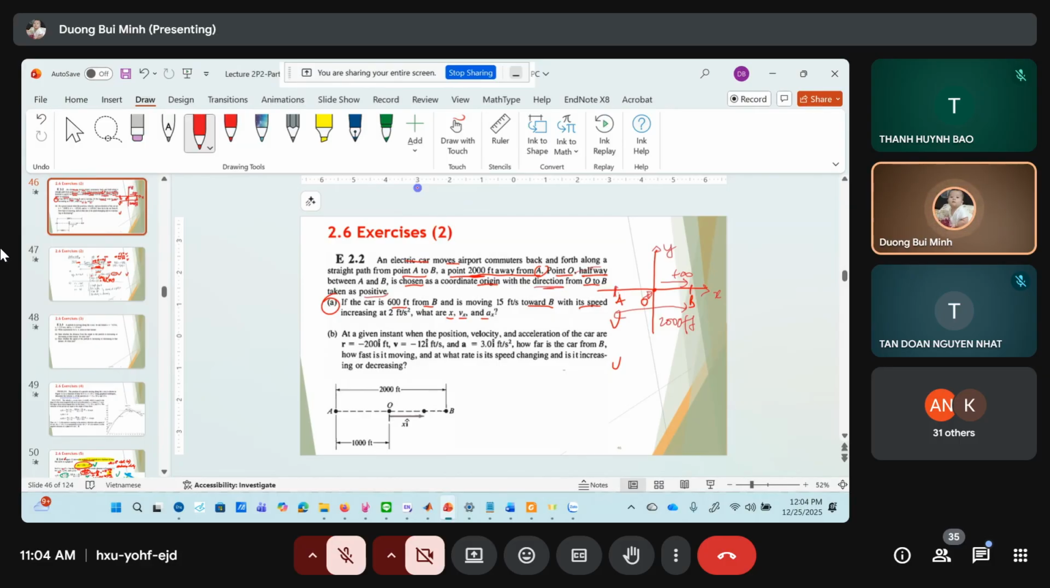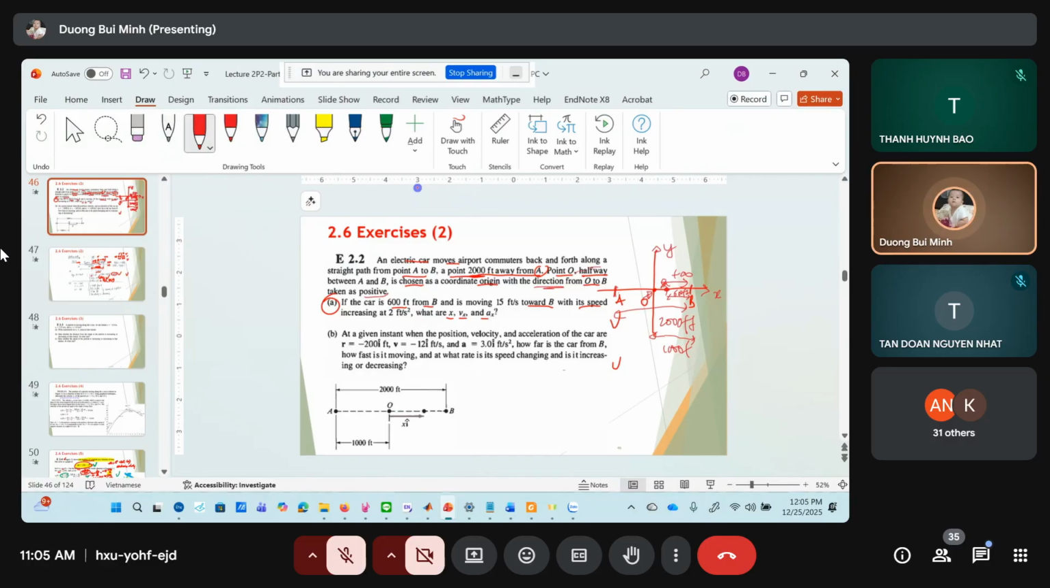If this one is positive, that means here is the x-axis and here is the y-axis. Then the car is 600 from B. They just mentioned the distance between the car position and B. So this is 600 from B, and from here to here is 1000 feet, so this one is 600 feet. And the car is moving toward B, with the speed increasing.